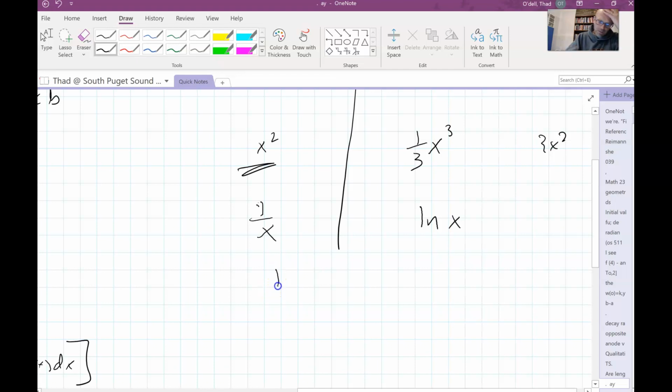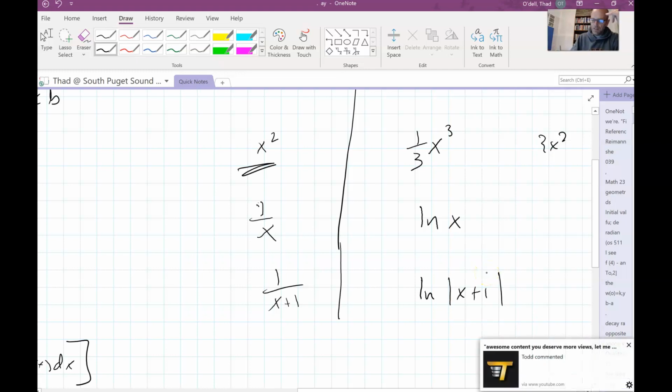What if I had 1 over x plus 1? Well, once again, the derivative of ln of something is just 1 over the something, so maybe this is the natural log of x plus 1. The derivative of natural log of x plus 1 would be 1 over x plus 1 times the derivative of x plus 1 because of the chain rule, but the derivative of x plus 1 is just 1, so that would work.